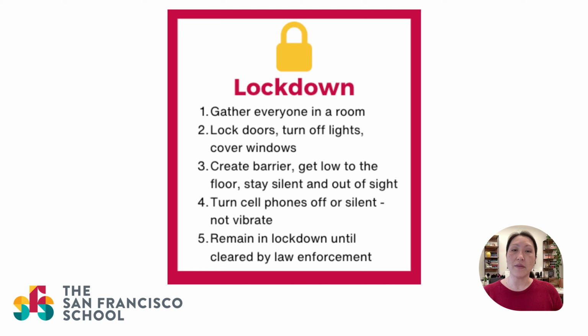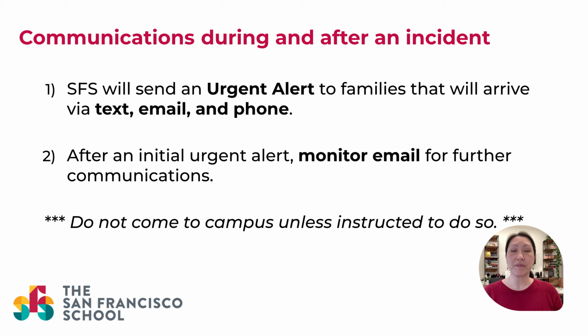Finally, there is lockdown. We would go into lockdown if there was a threat or hazard inside the school. Some examples are if there is an intruder, a dangerous animal on campus, or reports of a weapon. During the lockdown, teachers will gather everyone into classrooms. They will lock doors, turn off lights, and cover windows. Teachers will create an interior barricade with desks or tables, and everyone would get low to the floor behind the barricade. Everyone will stay silent and out of sight until the lockdown is cleared.